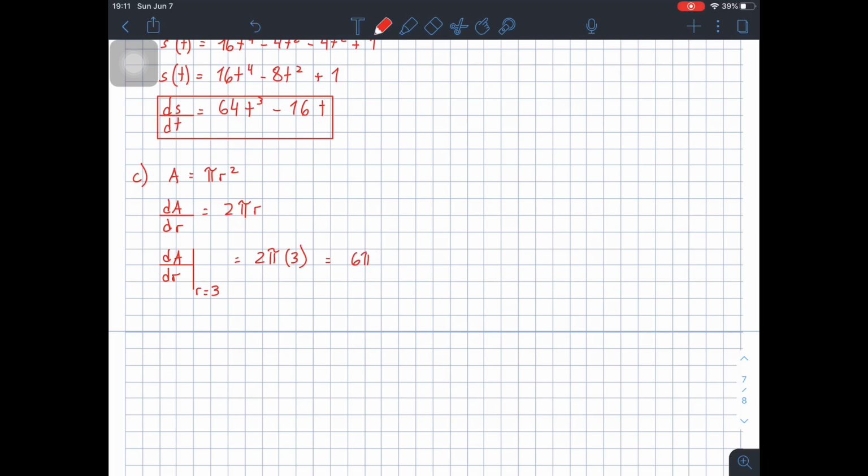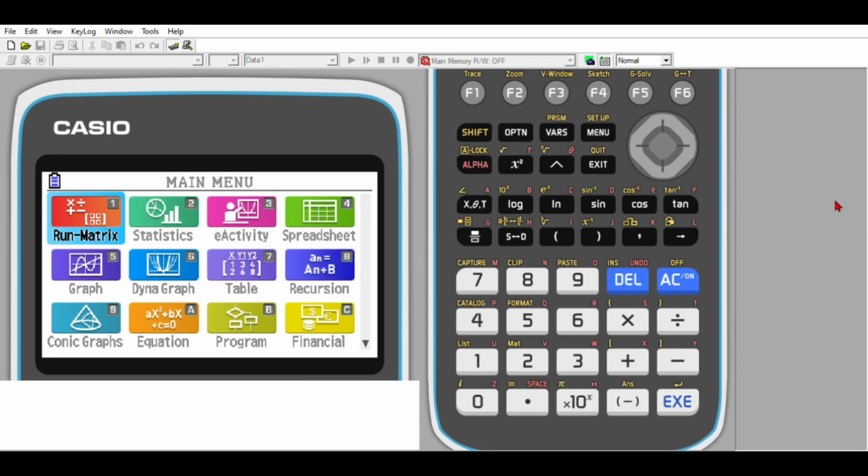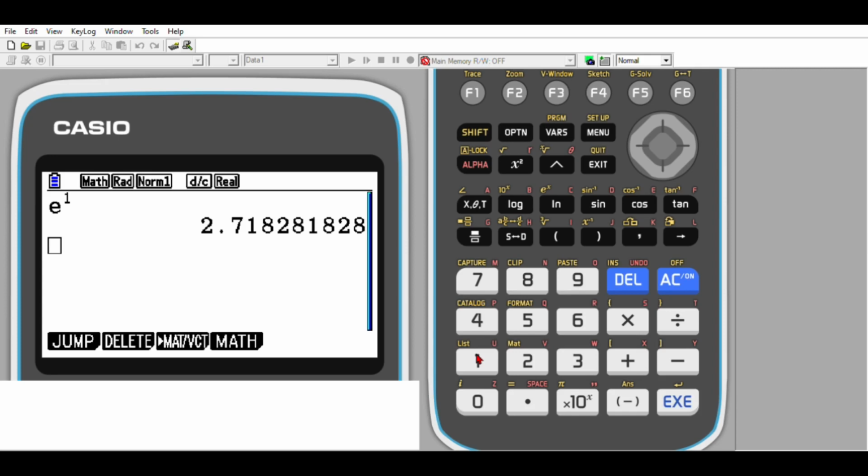6 pi. Okay. Before we finish with this class, I want to show you how you can find the derivative of a function using your calculators. Okay, so if you see the calculator right now, we're going to go to menu 1, and I'm going to show you, let me erase this, how to find the derivative of a function using the calculator, okay? So for a specific value.